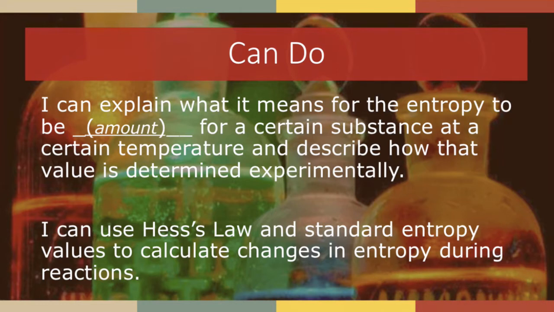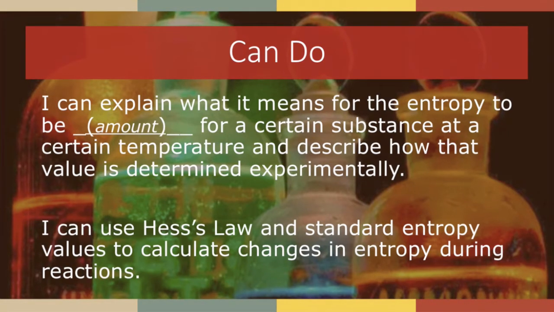Our can-do statements: I hope by the end of this lecture you can explain what it means for the entropy to be a certain amount, so maybe like 10 joules per Kelvin for a certain substance at a certain temperature, and describe how that value is determined experimentally. Also, I hope that you can use Hess's law and standard entropy values to calculate changes in entropy during reactions. First, I think it would be helpful to review a few things about different types of energy.